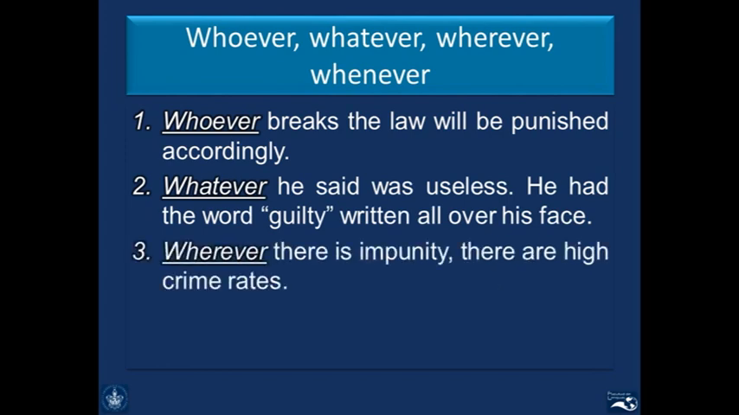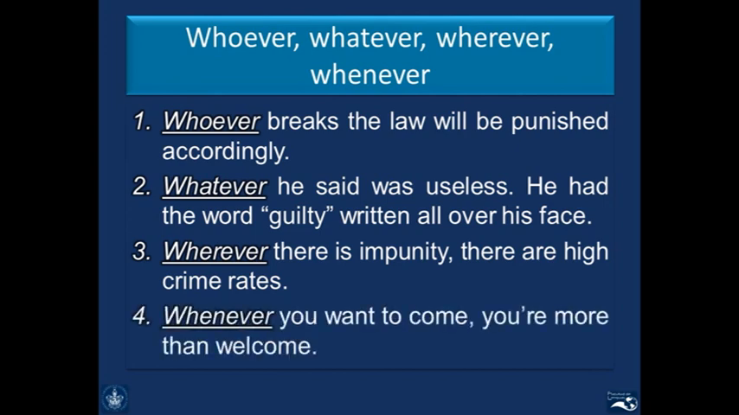Number 3, wherever there is impunity, there are high crime rates. And finally, whenever you want to come, you're more than welcome. We can see that in all of these cases, the relative pronoun becomes the main subject of the sentence. And that's what happens when we add ever to the relative pronoun.